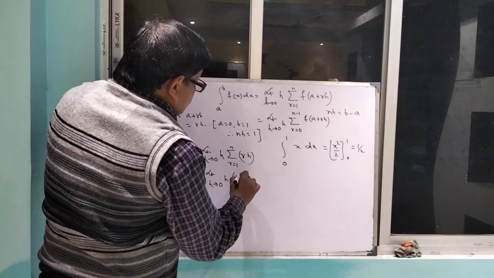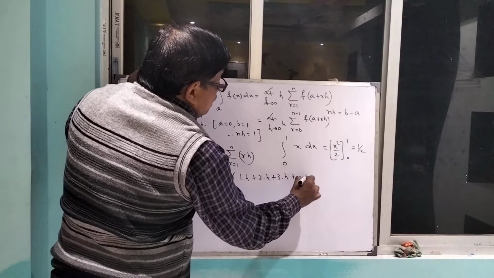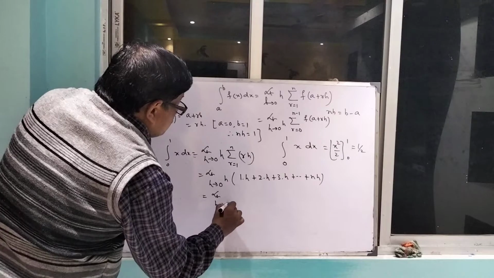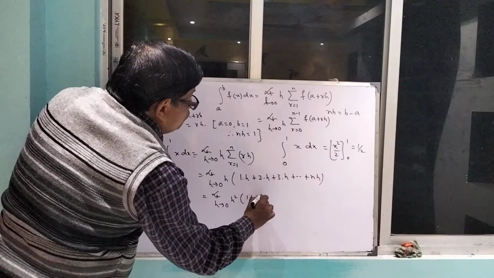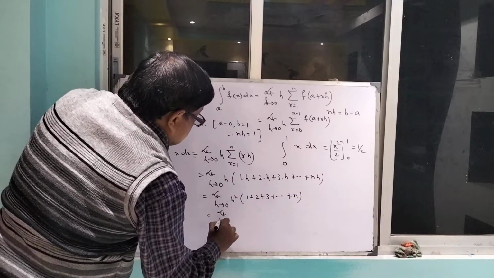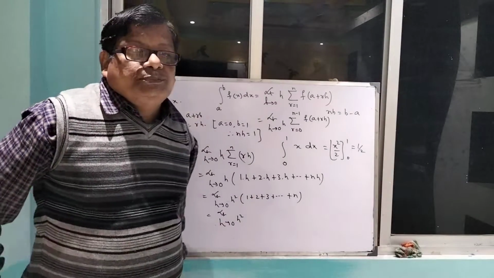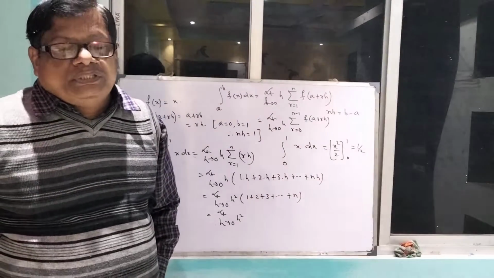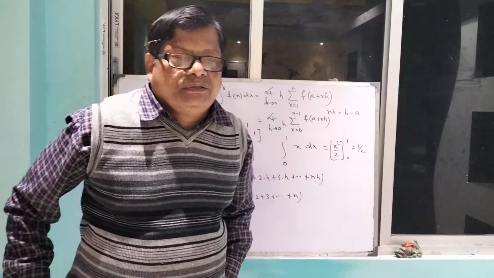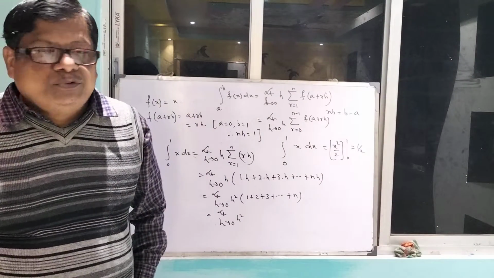So write 1 into h plus 2 into h plus 3 into h up to n into h. So limit h tends to 0, h square, right? 1 plus 2 plus 3 up to n. All of you know the AP formula, 1, 2, 3, that is n into n plus 1 by 2. 1 square, 2 square, 3 square, up to n square, n into n plus 1, 2n plus 1 by 6. All of you know? Yes.